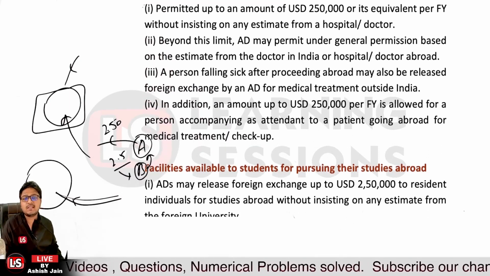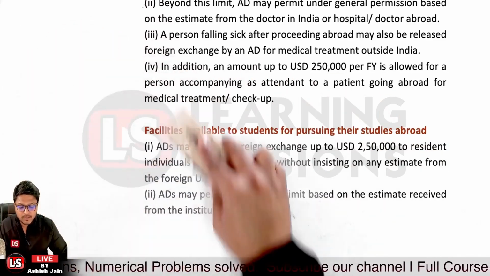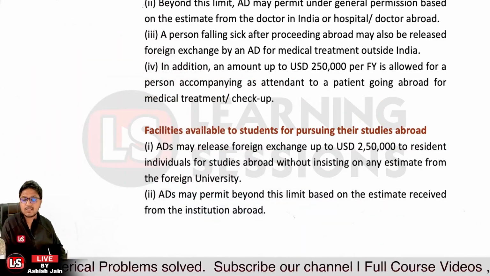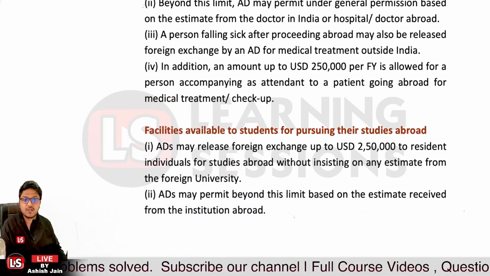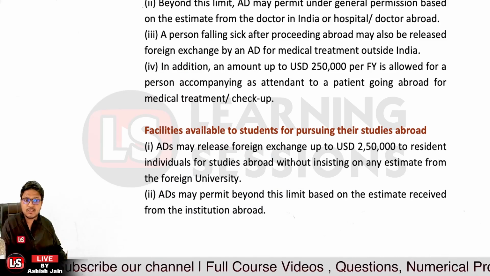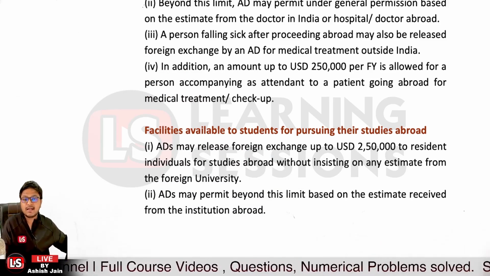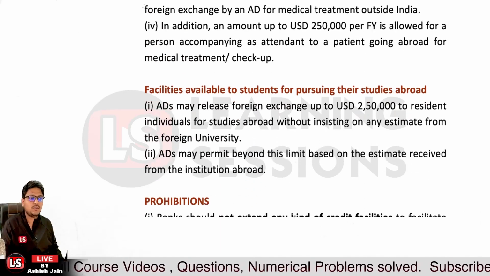Now it's related to facilities available to students pursuing their studies abroad. I already told you that for studies abroad, they can make a remittance up to 2,50,000 USD per financial year. And if the institute or the university insists that the estimate goes beyond 2,50,000 USD, that can also be allowed over there.